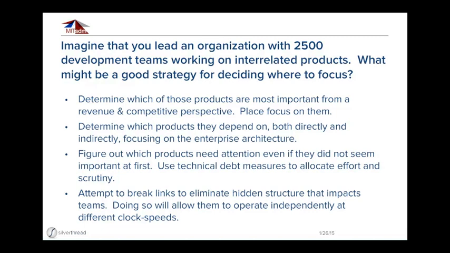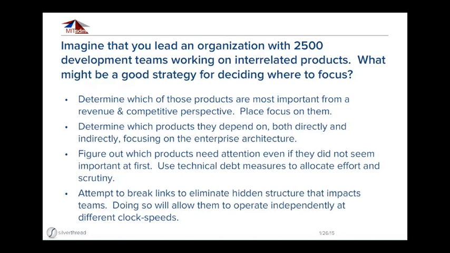But if you look at an analysis like this, you can see what products they depend on, right? Both directly and indirectly, by focusing on the enterprise architecture. How are the teams structured, and how do the tools developed by one team get consumed by others, so that if a slowdown in one area can propagate, you might have inefficiencies that you're unaware of. You can figure out which products need attention even if they didn't seem important at first, and you can use technical debt measures. Again, we're showing you design structure matrices and network graphs, but we're computing out of those graphs metrics associated with complexity, both architectural and within component, and using that to trace back where there might be issues in that network.